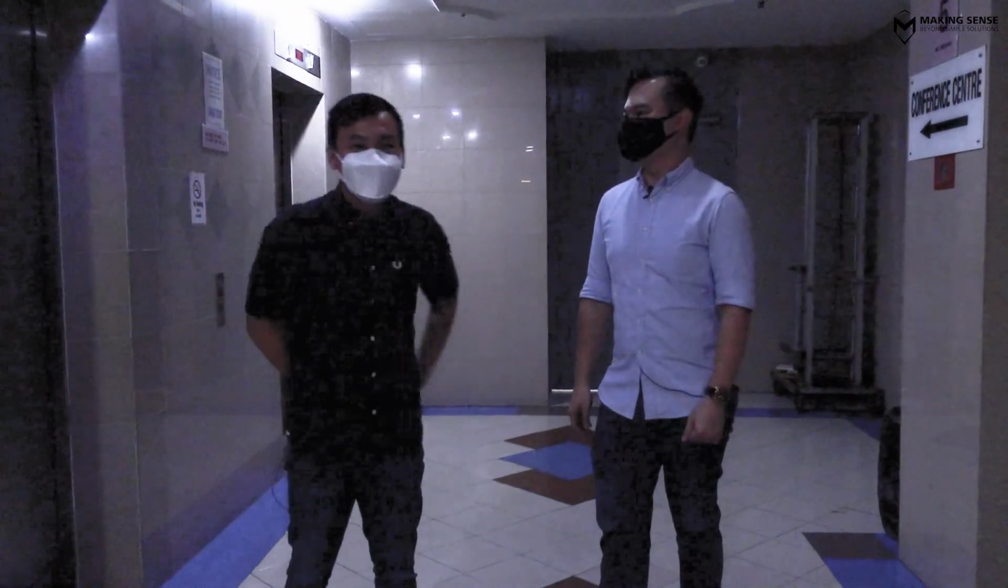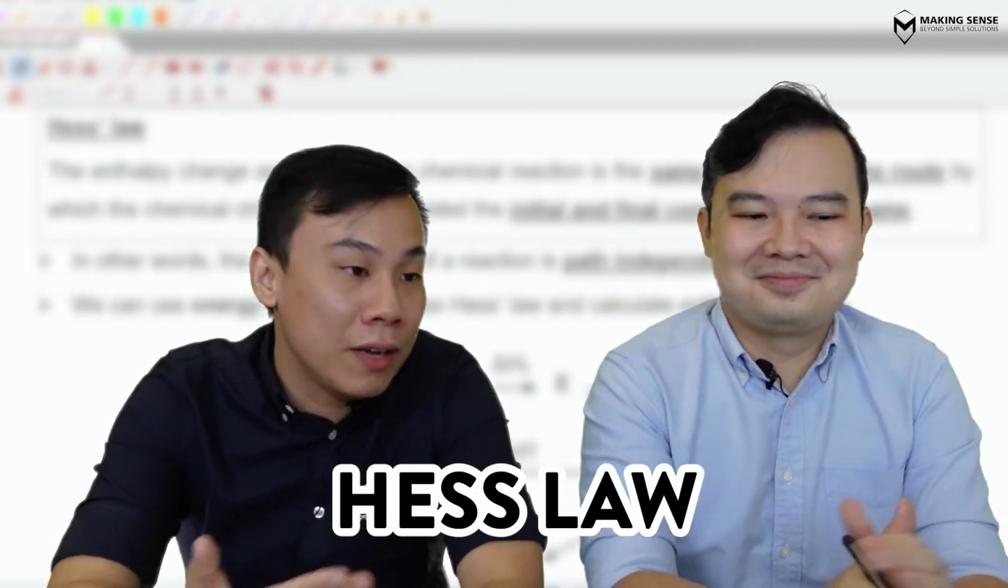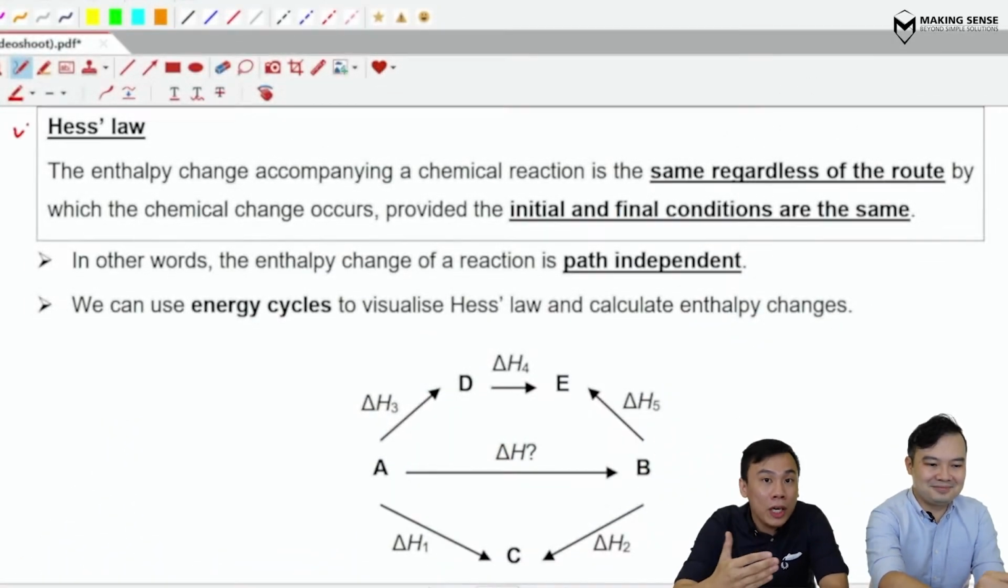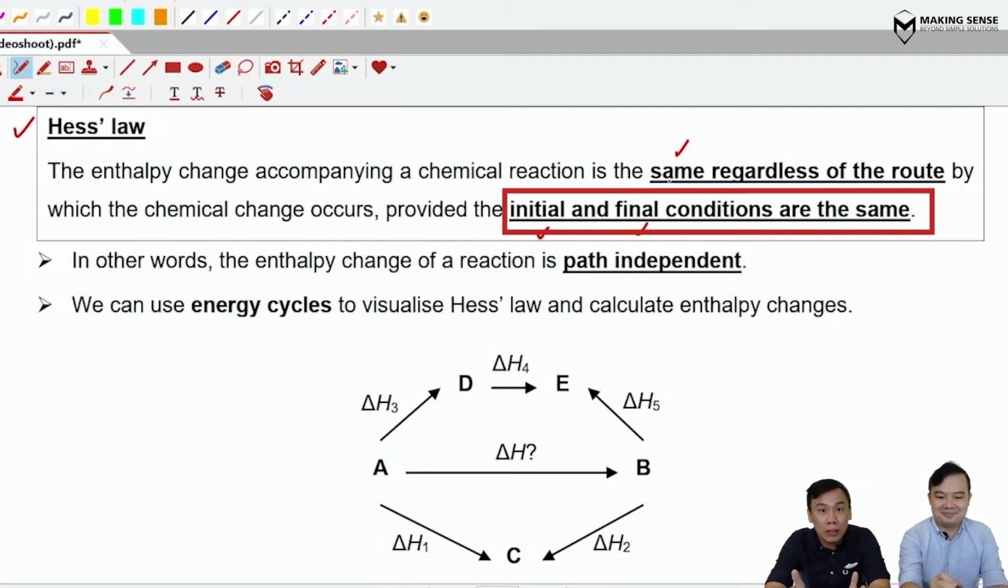Okay. Bye guys. So just now the analogy was just us trying to illustrate the idea of Hess Law. So what is Hess Law? The definition is given on the screen. So the enthalpy change for a particular reaction would be the same regardless of the route taken, provided that the initial and final conditions are the same.